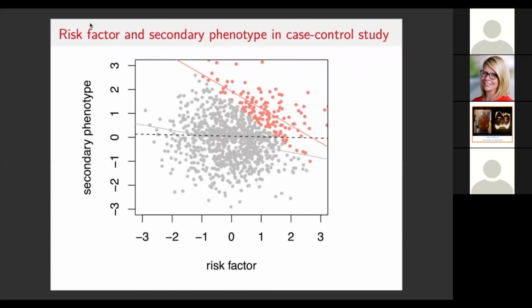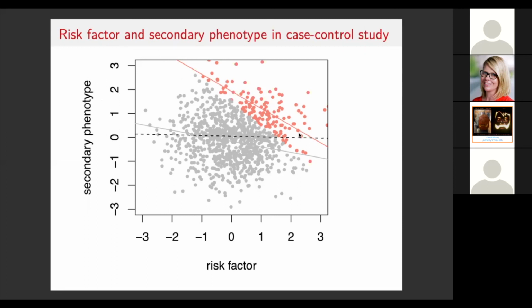So I have two phenotypes, a secondary phenotype and a risk factor. I made both of those quantitative, and they are actually uncorrelated. You can see this cloud of points. They are uncorrelated in the population, but they are both associated with the phenotype. So the individuals with asthma are in pink here. And you can see if you have higher levels of the risk factor, you're more likely to have the disease. If you have high levels of the secondary phenotype, you are more likely to have the disease.